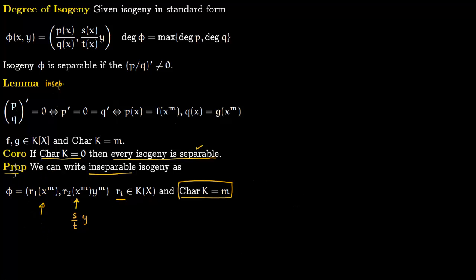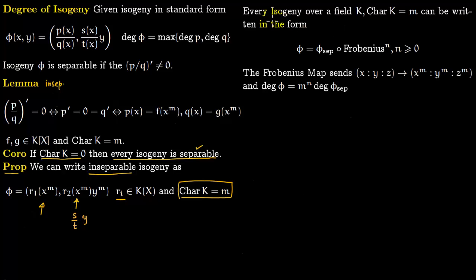So a corollary of this proposition is that every isogeny over a field K, if the characteristic of K is given to you as m, can be written in this form: phi separable composed with Frobenius n times, where n is greater than or equal to 0. This Frobenius map basically takes x, y, z to x to the m, y to the m, z to the m. Now this is easy to see. If your isogeny is separable, you just take n as 0. Now if it is inseparable, then you know it is of this form.